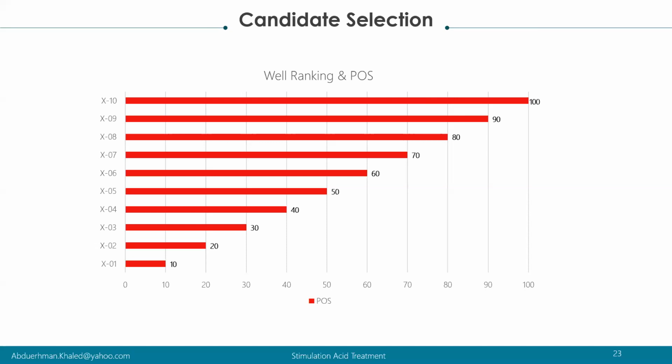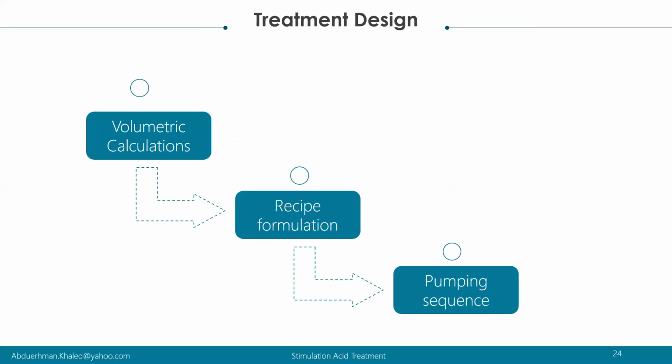So now we are done with the selection criteria. We assume that we selected all the wells, and now it's ready to go to the second stage. At the second stage, here we have the treatment design. The treatment design involves volumetric calculations, recipe for formulations, and pump sequences and determinations.